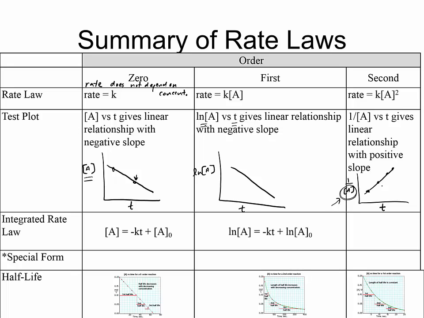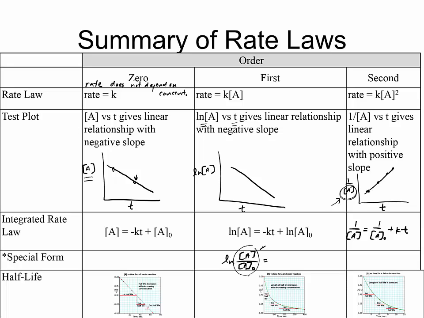The equation was actually on the slide before. It's 1 over [A] equals 1 over [A] initial plus k times t. So that's the second order rate law. The zero order doesn't really have a special form. The first order has this special fraction form that's really useful. I found it useful in some problem solving.